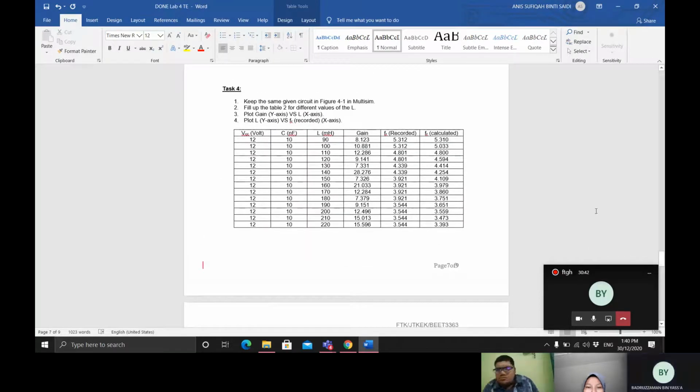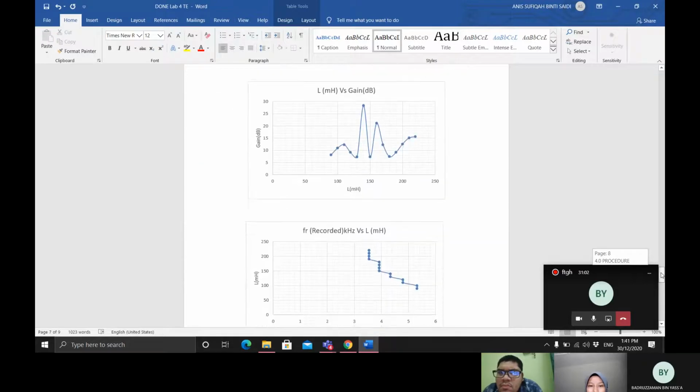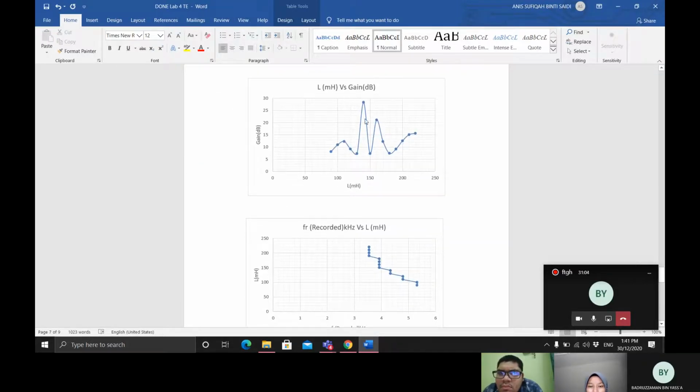Okay, so task 4, the circuit remains the same, but we change the value of the inductor. Here we can see in the table that the value of the inductor changes, and as we can see, the gain value and frequency value also change. For the graph, we can see that for inductor versus gain, the graph is unstable.